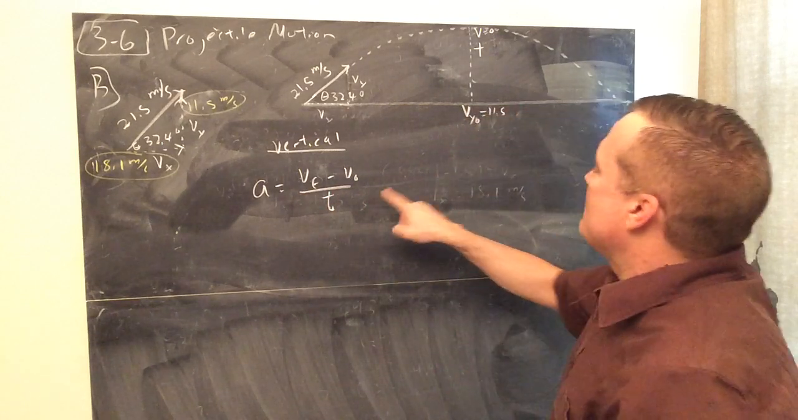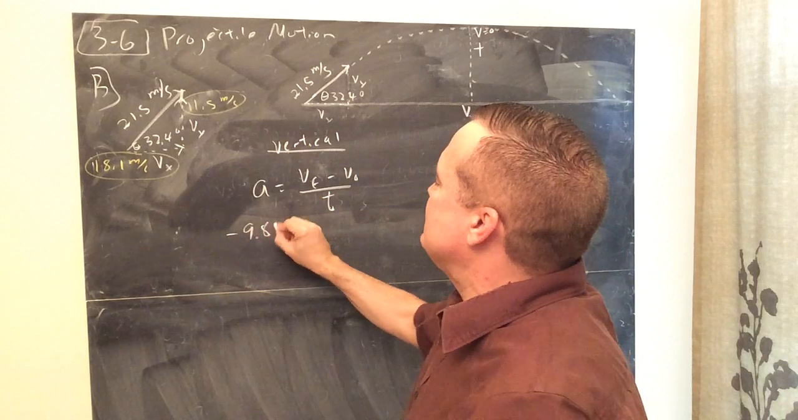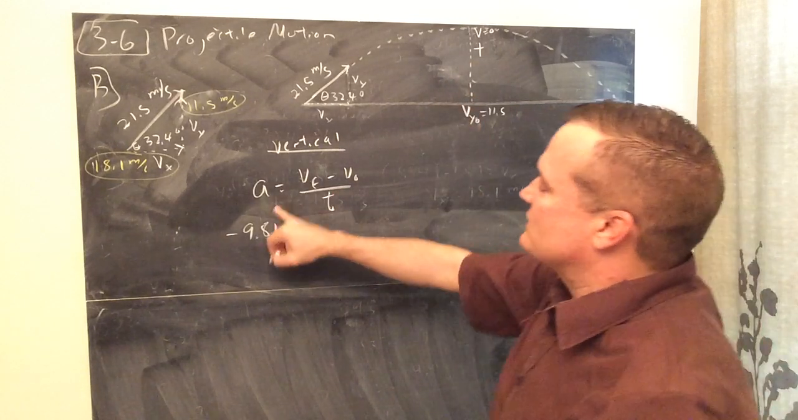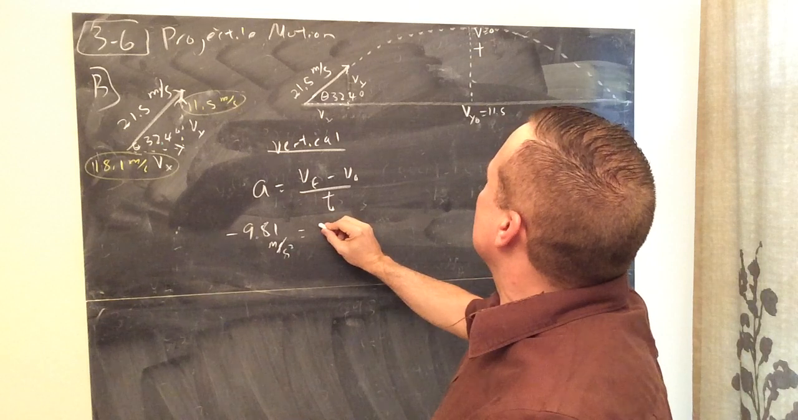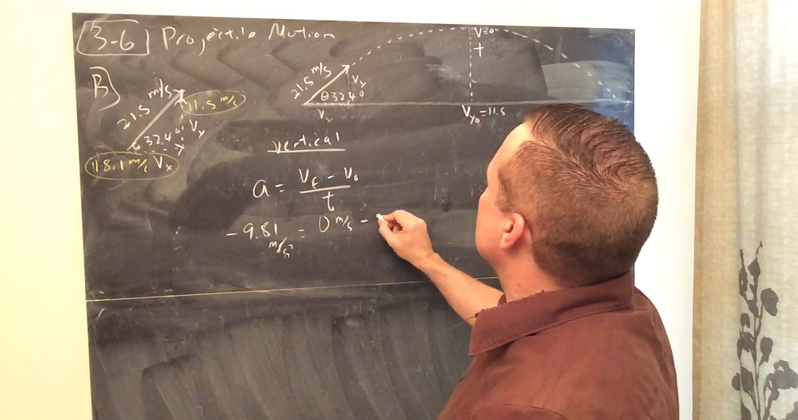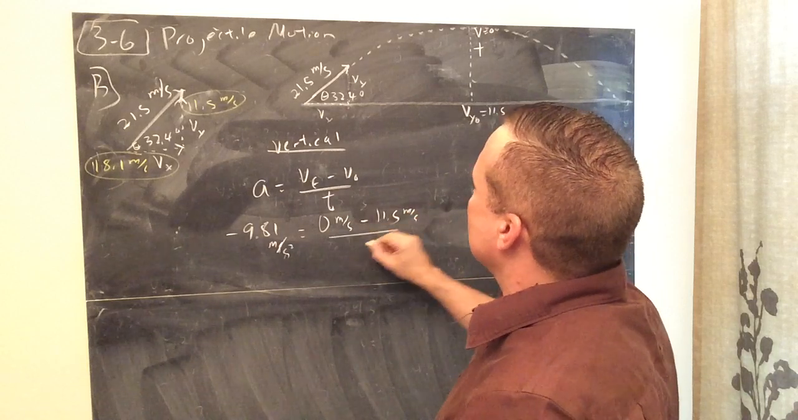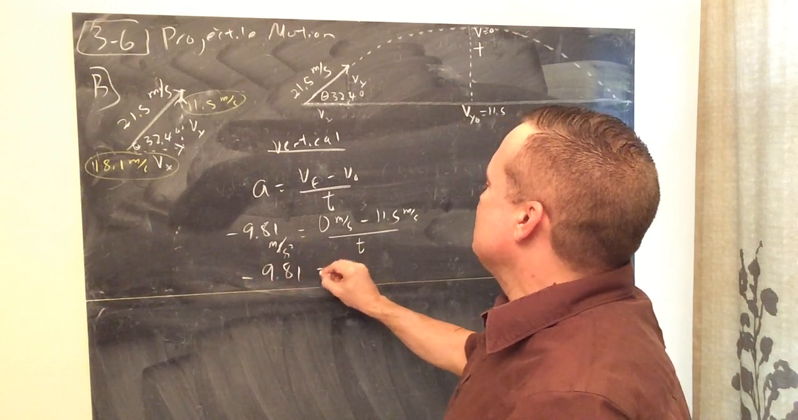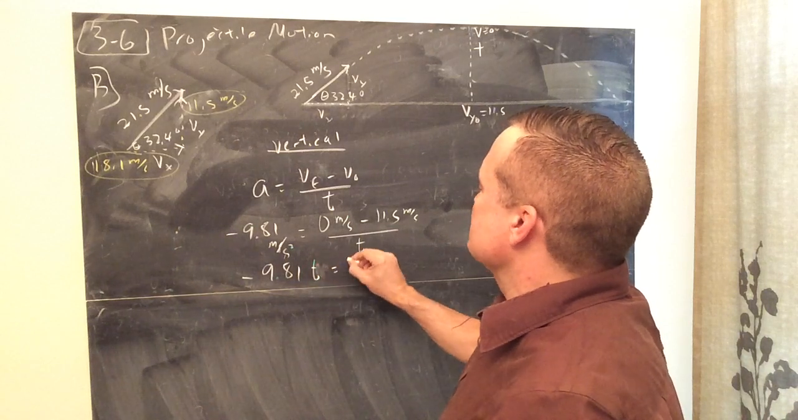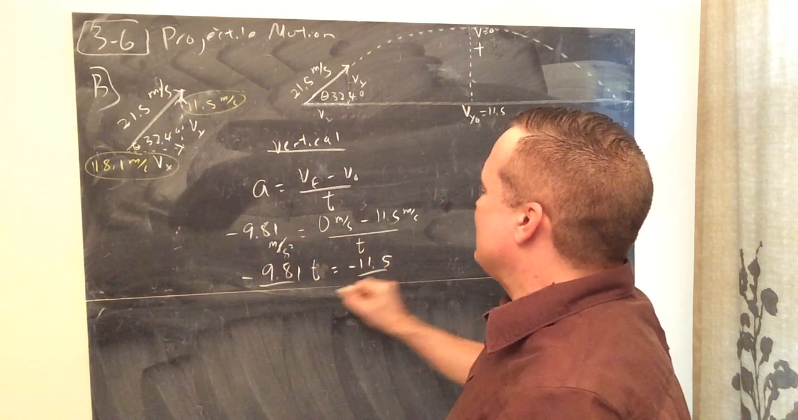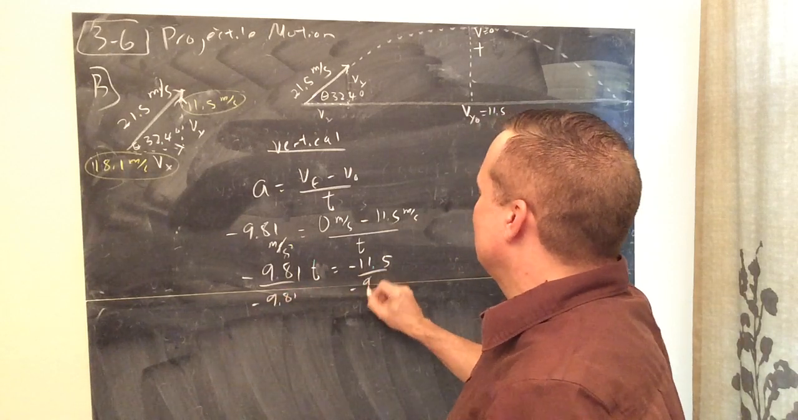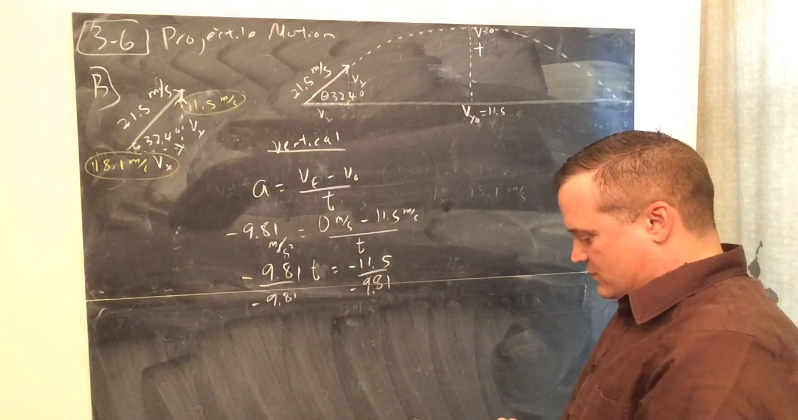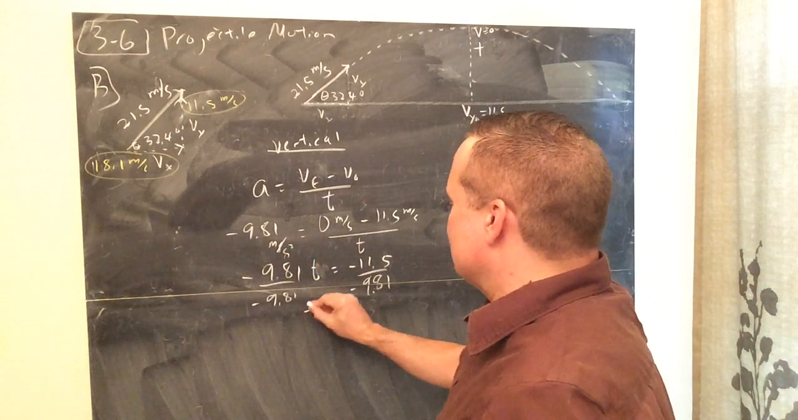And so I'll put it here. Okay, so negative 9.81, that's your acceleration, meters per second squared. In the y direction, your acceleration is negative 9.81. Your final velocity is 0, and your initial was 11.5. And we don't know the time. We're trying to find that out. So negative 9.81 times t equals negative 11.5. Now just divide them both by negative 9.81. And the time is 11.5 divided by 9.81, 1.17 seconds.